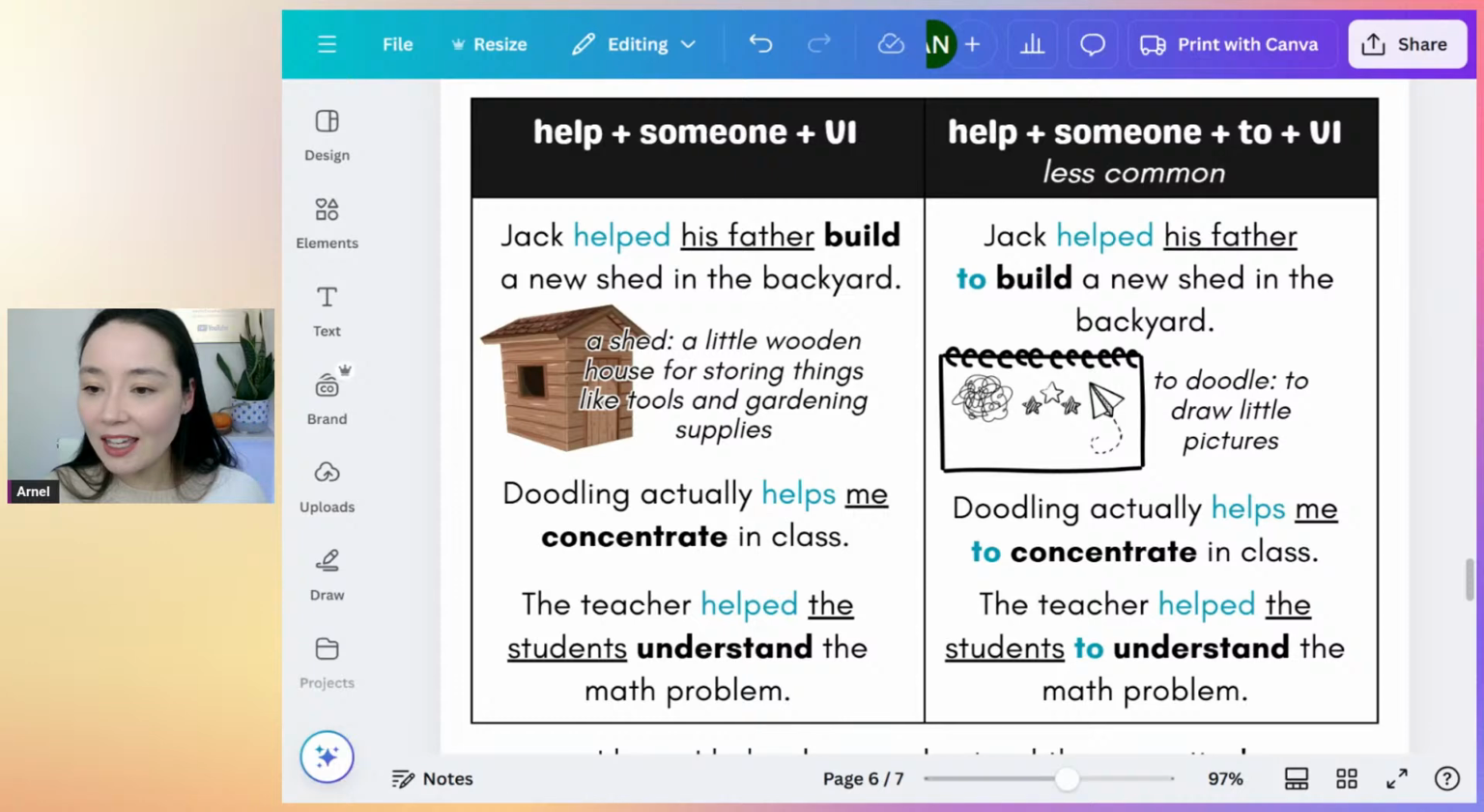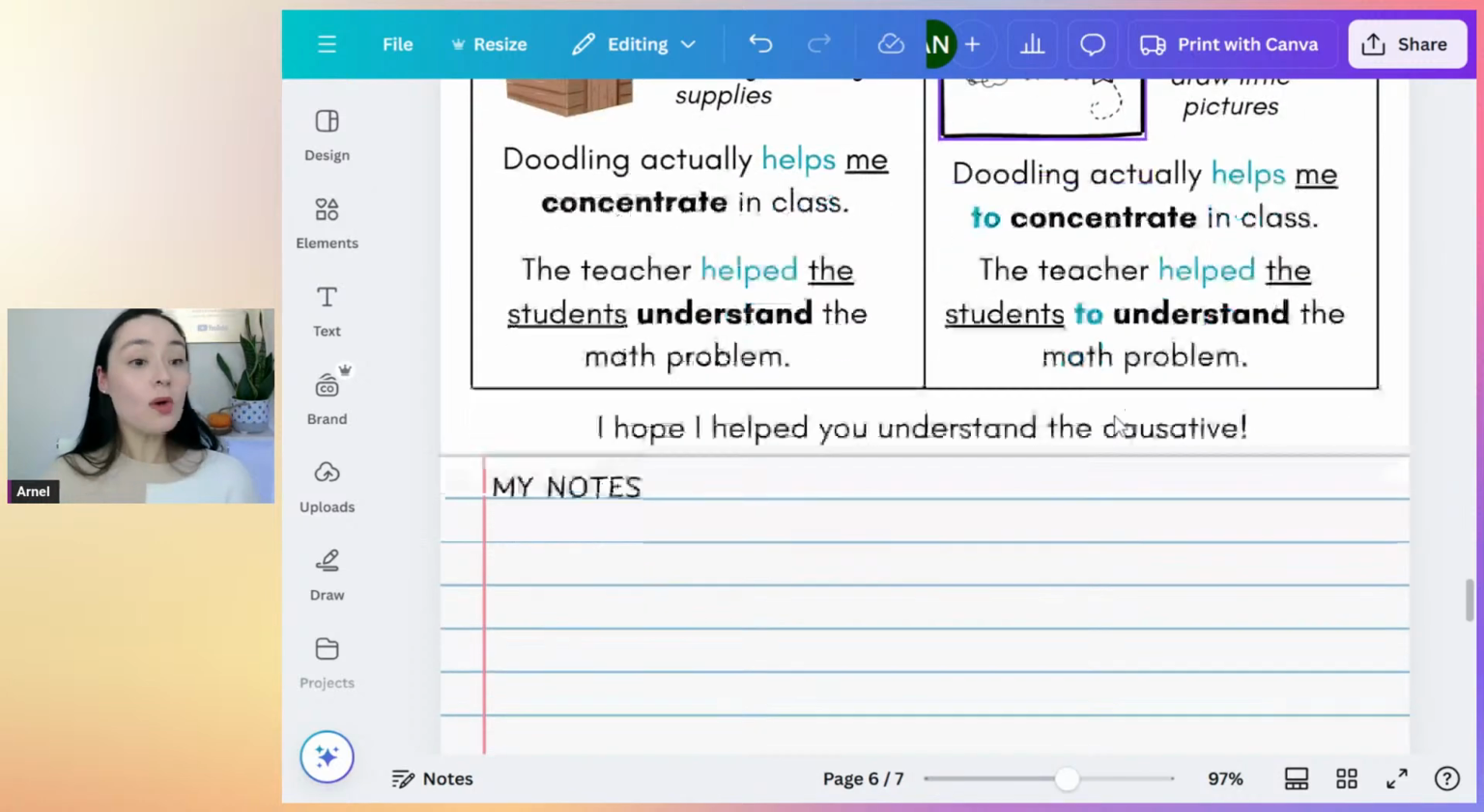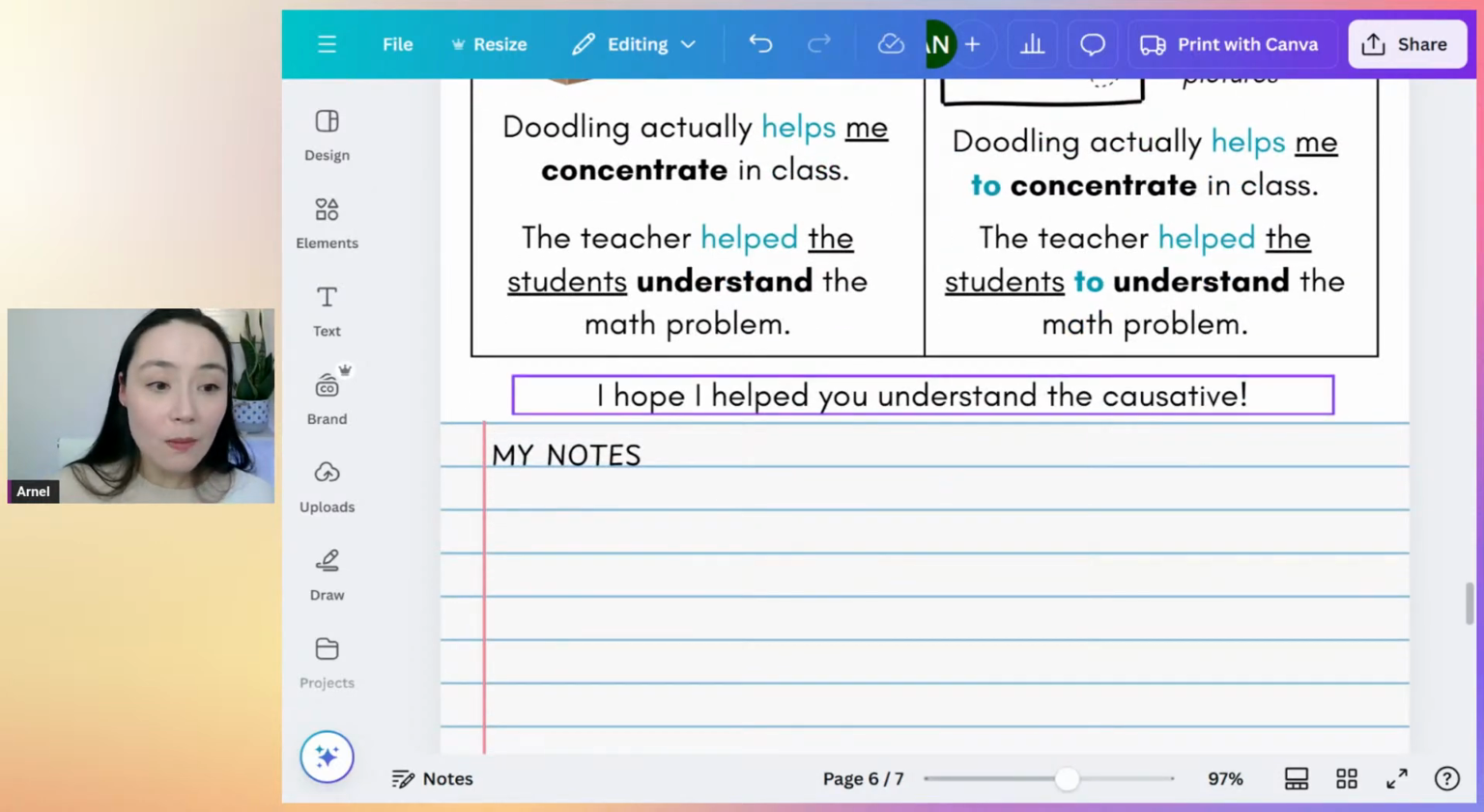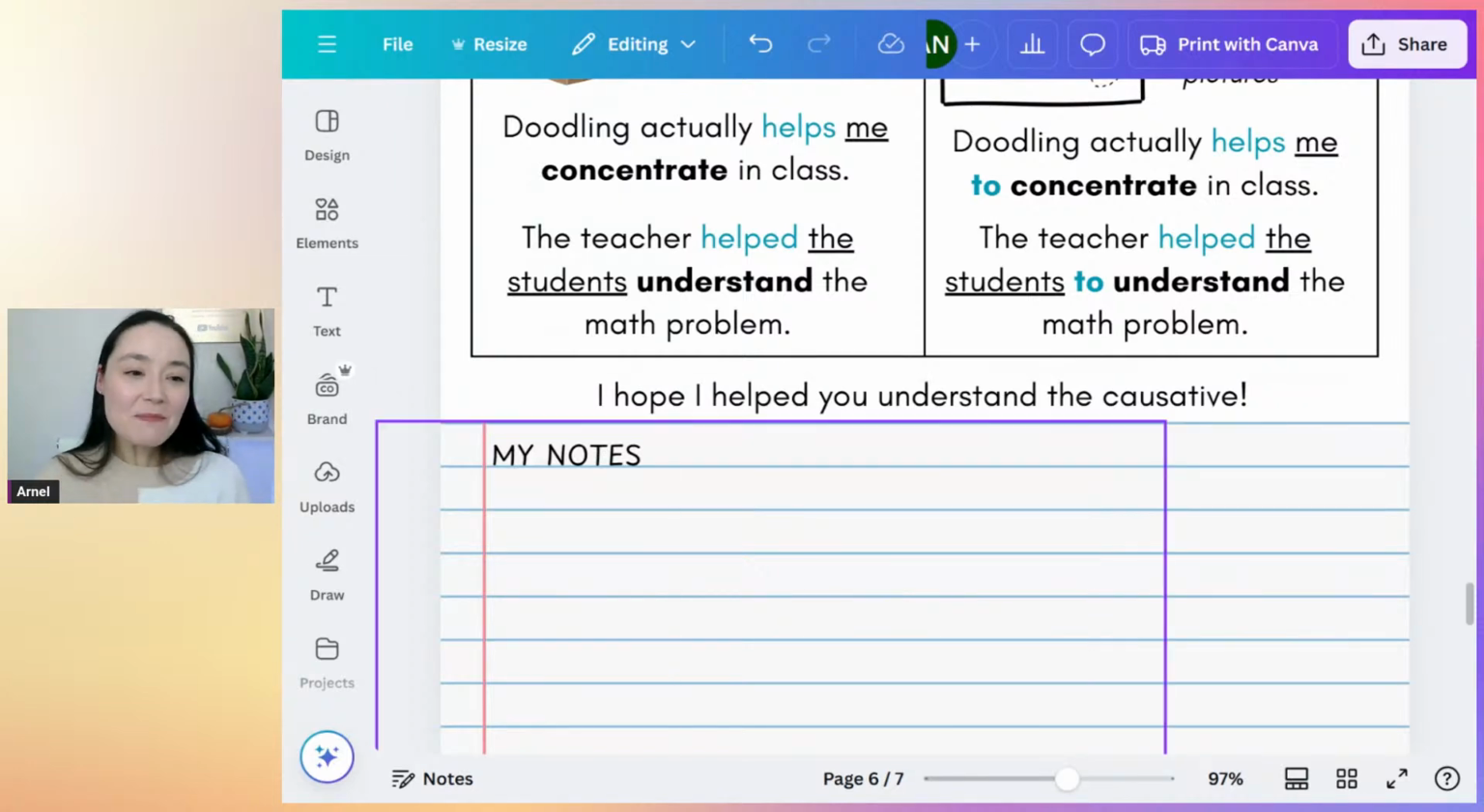Nice. Okay. Good. I think that's the last point. Let me, here's my example. I hope I helped you understand the causative. Help someone understand. Okay.